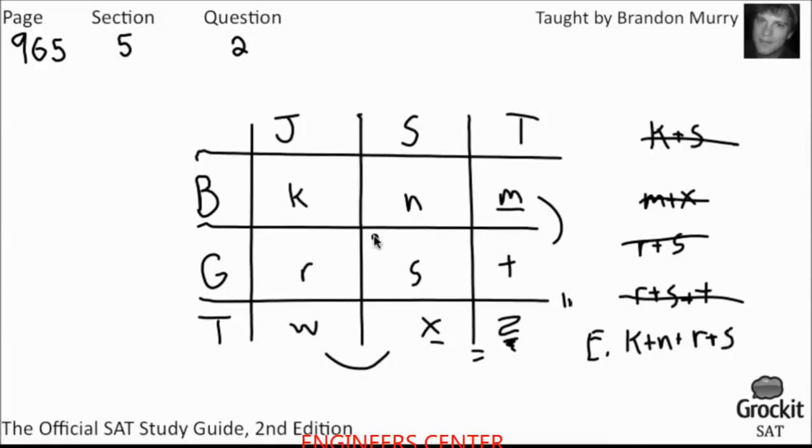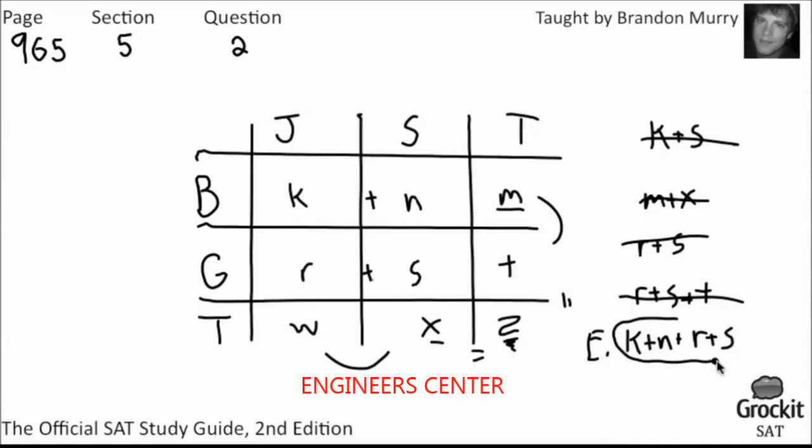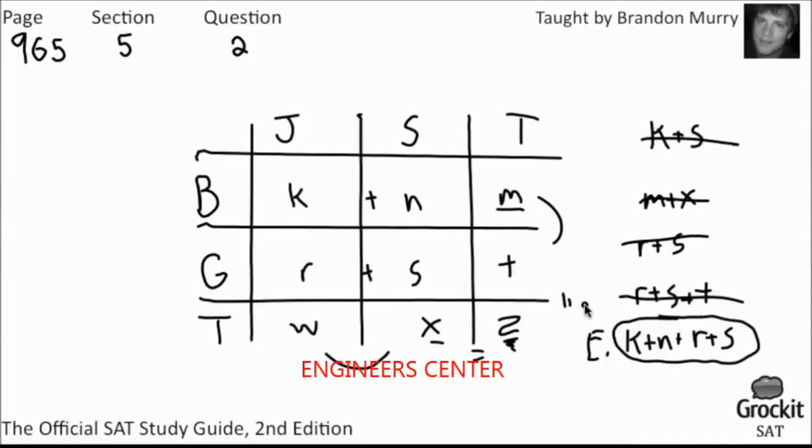Why is that the correct answer? Well, look at this. K plus n is equal to m. R plus s is equal to t. M and t is equal to z. On the other side, k and r is w. N and s is x. W and x gives us z. So this expression tells us what z is equal to.